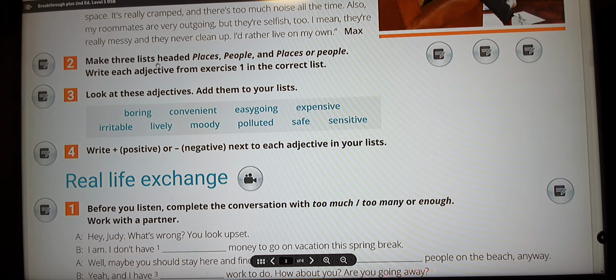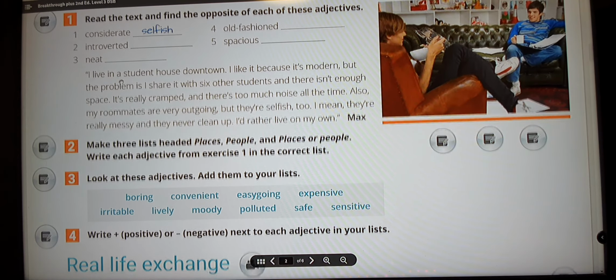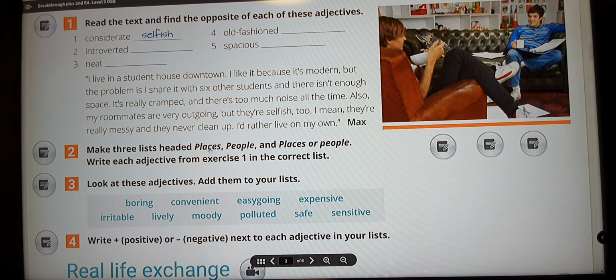In number 2, it asks to make 3 lists headed places, people, and places or people. So the adjectives from number 1 can either describe places, people, or sometimes the adjective can describe people or places. So, for example, considerate, that would be describing a person. Introverted would be describing a person. Neat could describe a person or it could describe a place. Spacious would describe a place. A person cannot be spacious. Old-fashioned could be a person or a place.